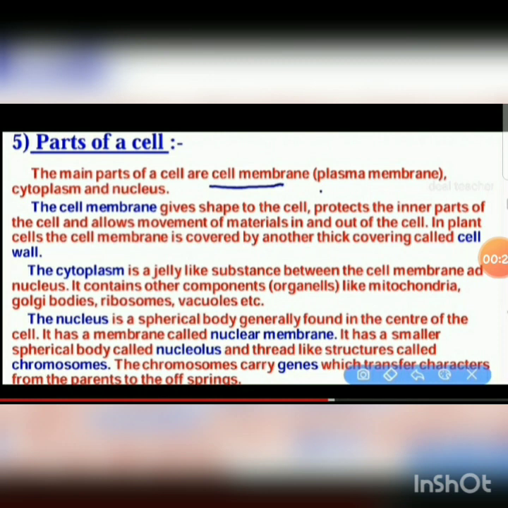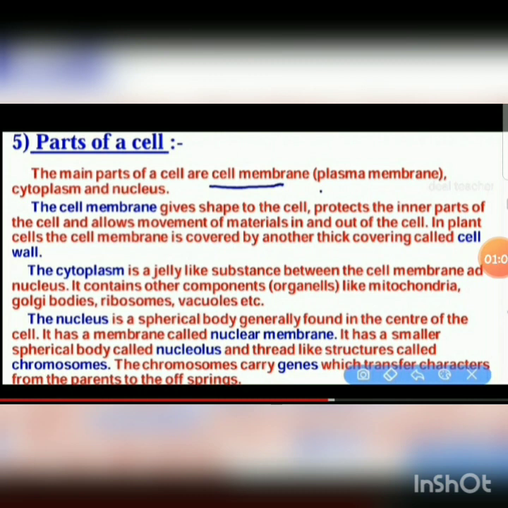It protects the inner parts of the cell and also allows the movement. In plant cells, the cell membrane is covered by another thick covering called the cell wall. Then the cytoplasm is a jelly-like substance between the cell membrane and nucleus. It contains organelles like mitochondria, Golgi bodies, ribosomes, vacuoles, etc.